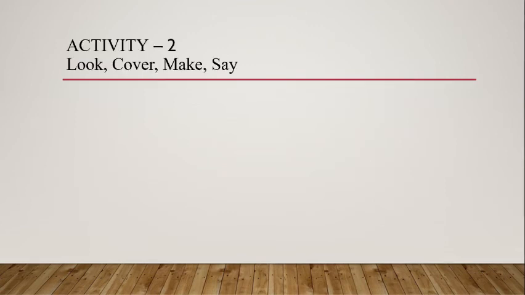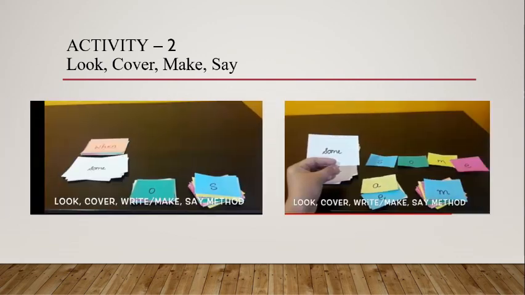The next activity is called look, cover, make and say. This is a replication activity where the child has to replicate the letters using the look, cover, make and say method. For this activity, you can either use flashcards or you can write down the sight words on simple colored paper cards. You will also need another set of cards with different letters written on them.